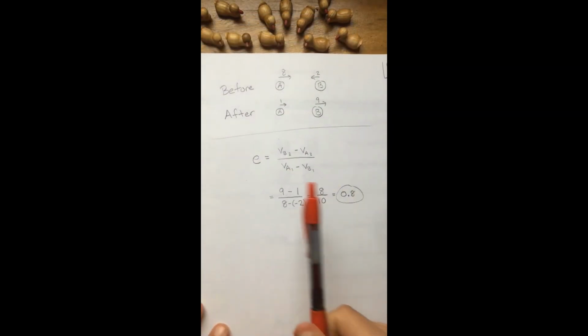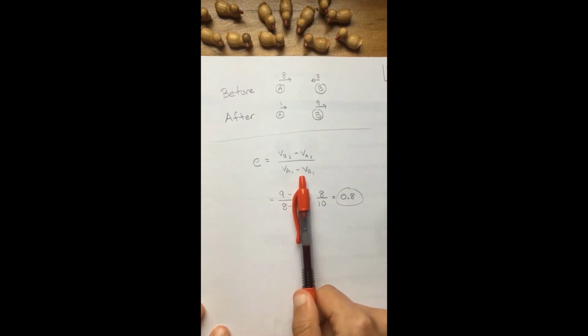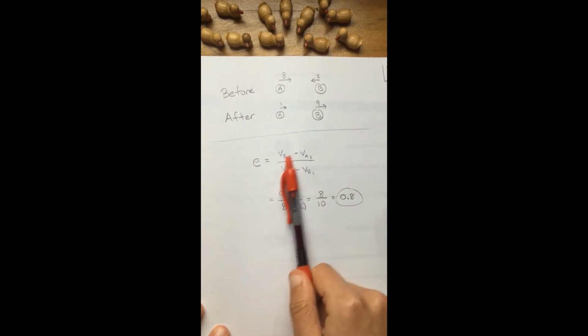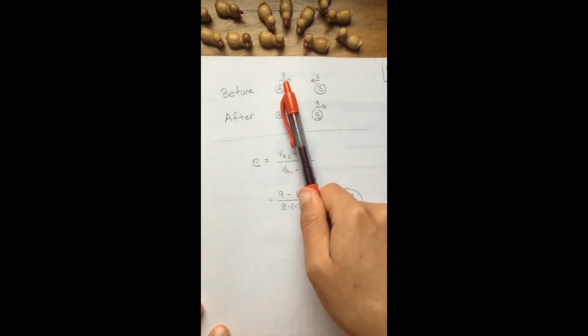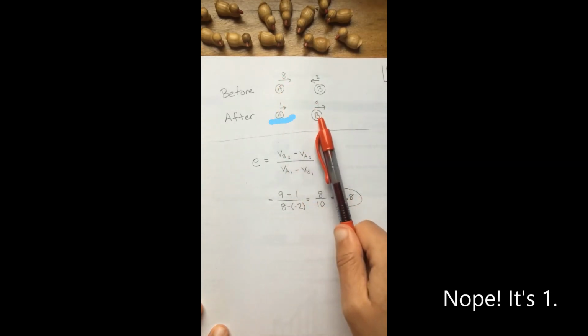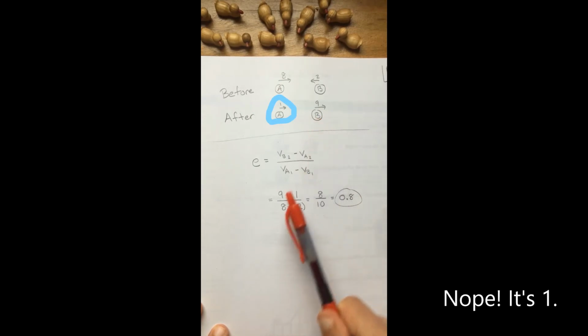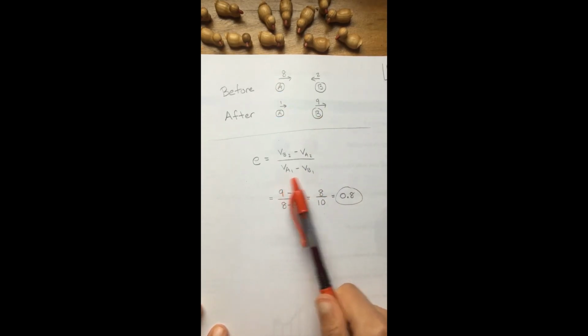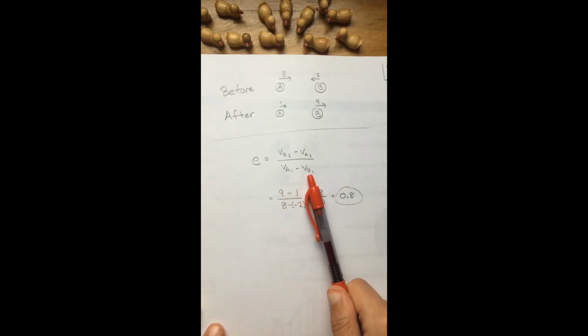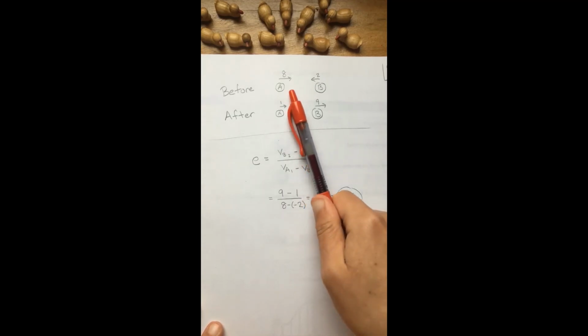So I have equation 15-11 here. I need the final velocity of object B, that's given to me as 9. The final velocity of object A is 8. These velocities are in the same direction, so they are both positive, so that's 9 minus 1. In the denominator, it's the initial velocity of object A minus the initial velocity of object B, that's 8.